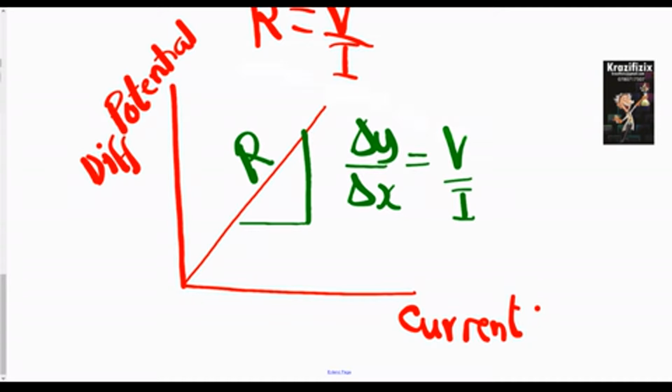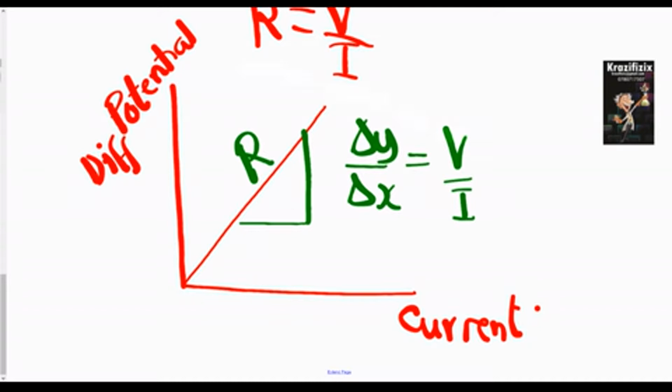This is one other way an examiner can put a question. So when we have a straight line graph of potential difference versus current, it simply gives us our slope, and that slope is our resistance.